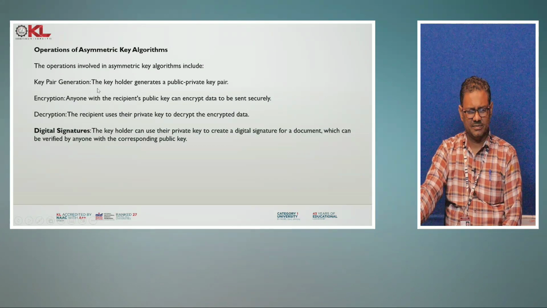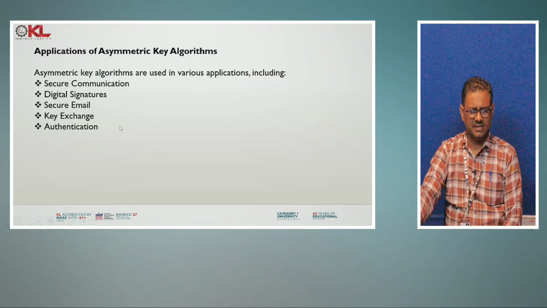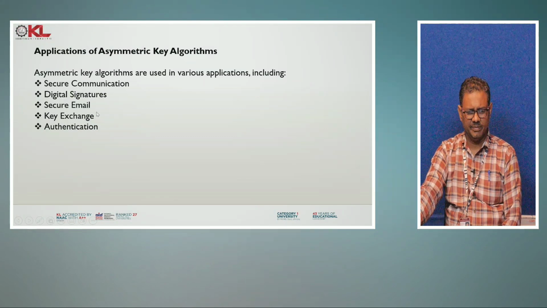Operations of asymmetric algorithms. We are using them for key pair generation, encryption, decryption, and digital signatures. We are using different operations of asymmetric algorithms. Key pair generation is nothing but the public and private key. Encryption we already know, decryption we already know, and digital signatures. To recognize a document, we are using a digital signature. That is the authorized person's signature or another person's. That is known by digital signatures. Application areas: secure communication, digital signatures, secure email, key exchange, authentication. These are all the applications of the asymmetric algorithms.